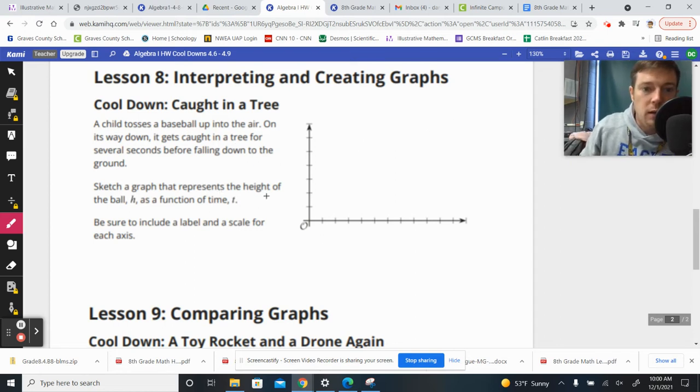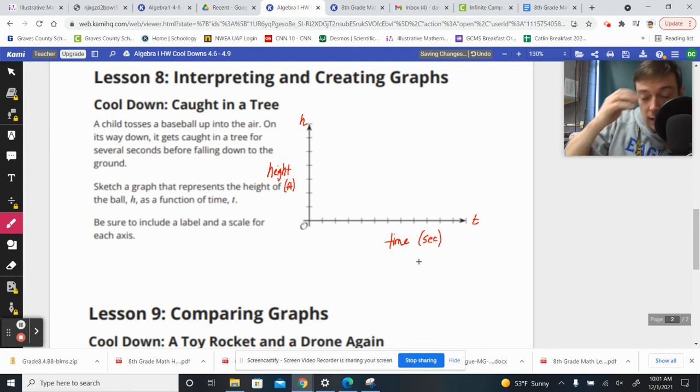Height of the ball is going to be on our y-axis because that is our output. And then we're going to have a function of time down here, t's, and height is our h. And let's just put height in feet, and we'll do time. We're throwing a ball up in the air, so it's only going to be in the air for a matter of seconds, although it gets caught in a tree for a while.